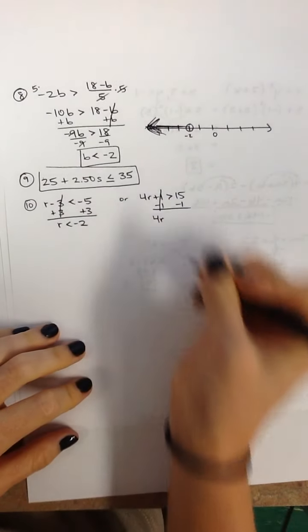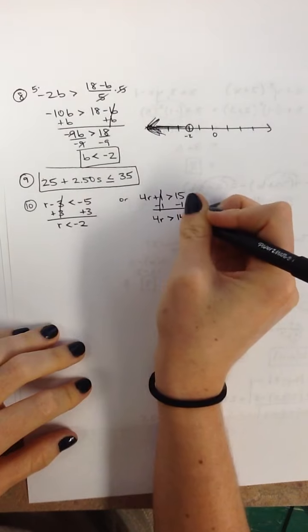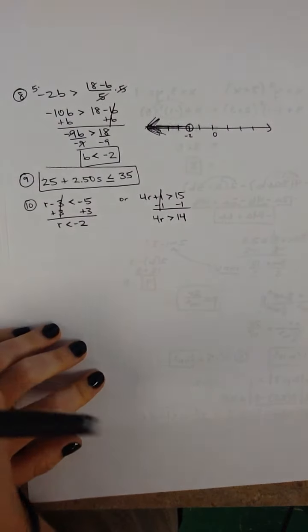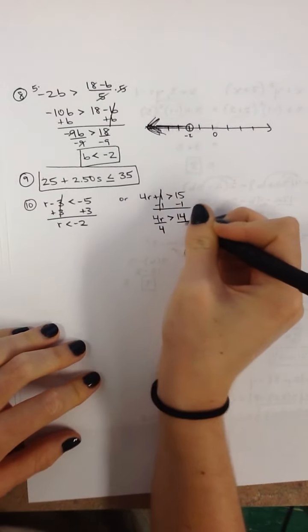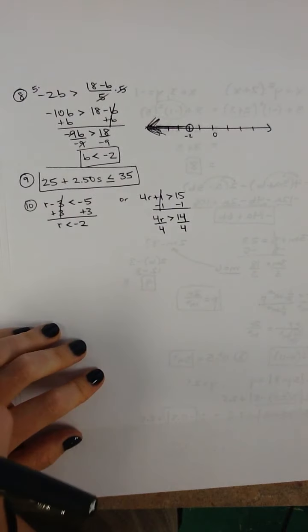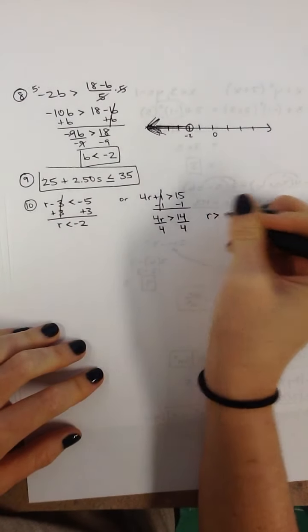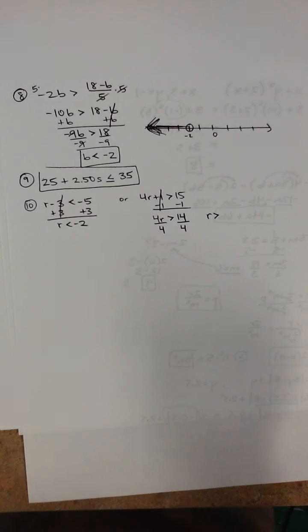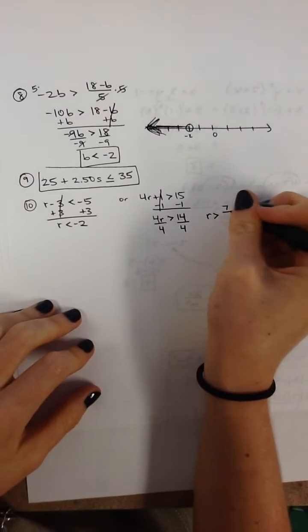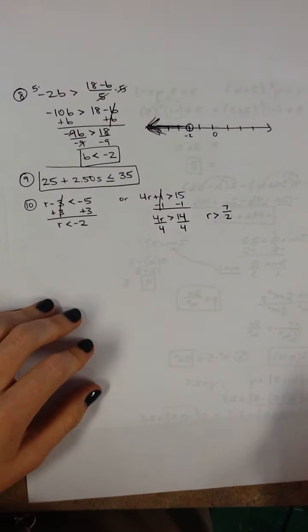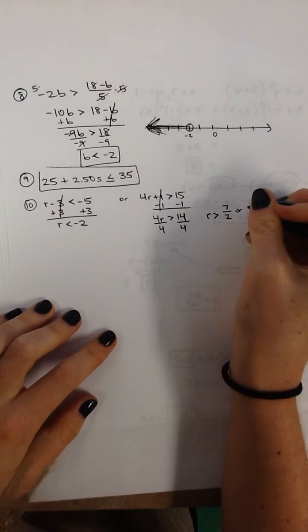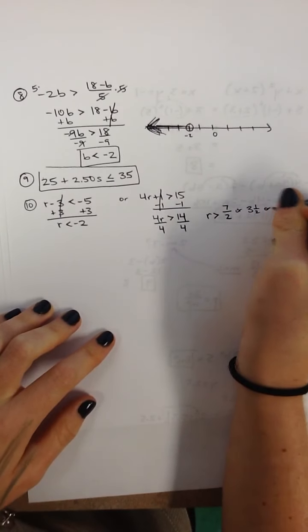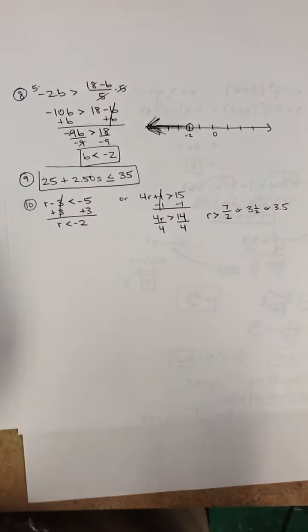So we've got a 4R left right here, is greater than 14, then divide by 4 on both sides. So we are left with R is greater than, remember I told you, if you do improper fractions, mixed fractions, decimals, doesn't bother me, it just needs to be a reduced fraction. So 14 over 4 reduces down to 7 over 2, or we could do 3.5, whatever you want.